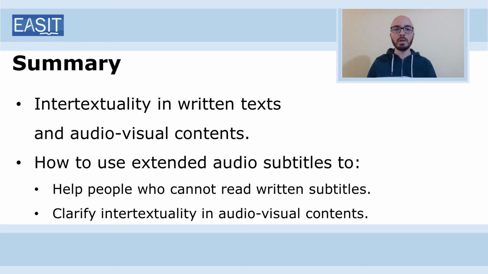In this video lecture, we have seen that intertextuality is the characteristic of texts to refer to other texts, explicitly and implicitly. These relations can refer to the text itself and to the text type. Easy to understand users might find it difficult to notice these relations, and because of that, these relations need to be made explicit and more easily noticeable, which might include making presupposed knowledge explicit. One way to make intertextuality more clear can be the use of extended audio subtitles.